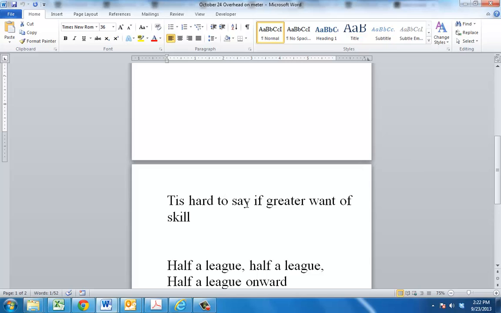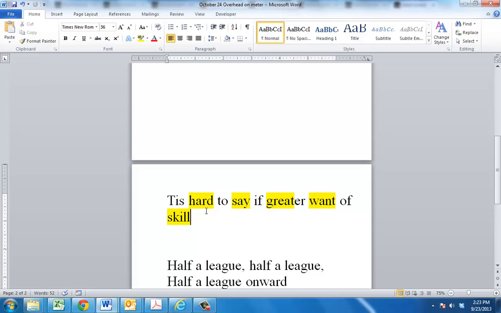'Tis hard to say if greater want of skill. That's the first line from Alexander Pope's poem, An Essay on Criticism. If I read that slowly, 'tis hard to say if greater want of skill. And I'm going to highlight the stressed syllables. Hard to say, if greater, want, of skill.